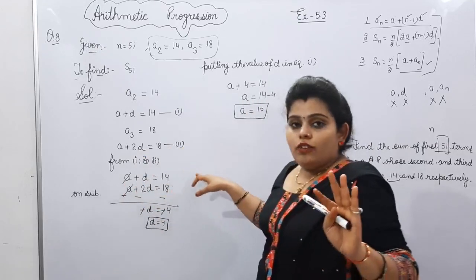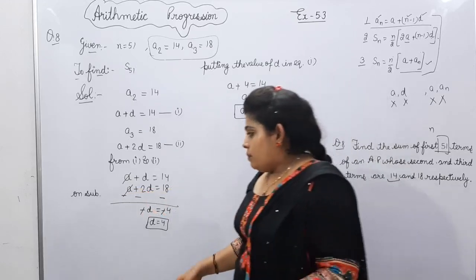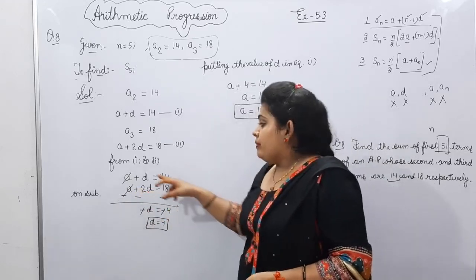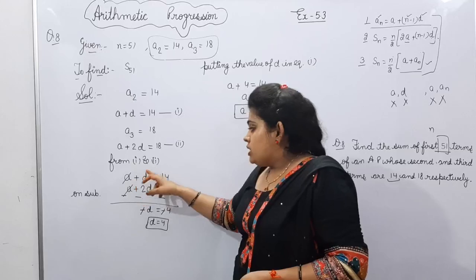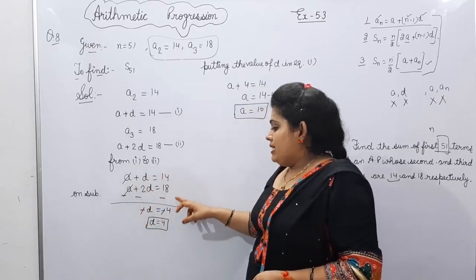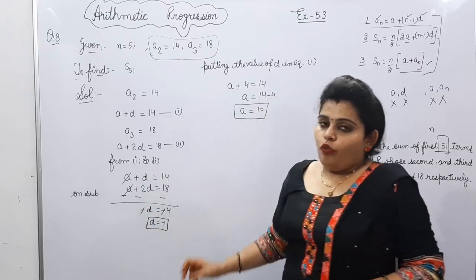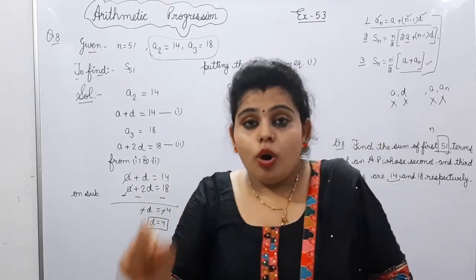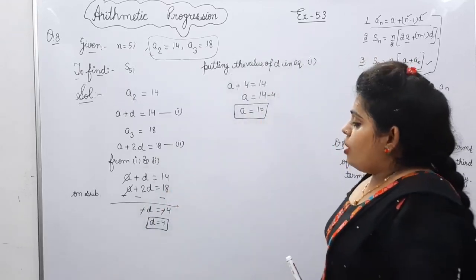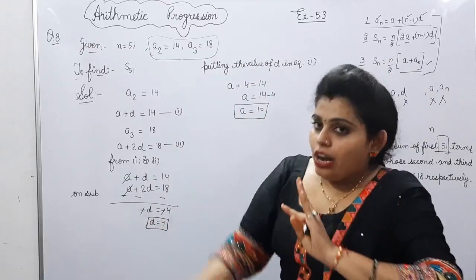A plus D is equal to 14. A plus 2D is equal to 18. On subtracting, the sign will change. A minus A cancels out. D minus 2D is minus D, equal to 14 minus 18, which means minus 4. So, D is equal to 4. D is the common difference. So, what is the value of the common difference? 4. Now, using this value, I will find the value of A.